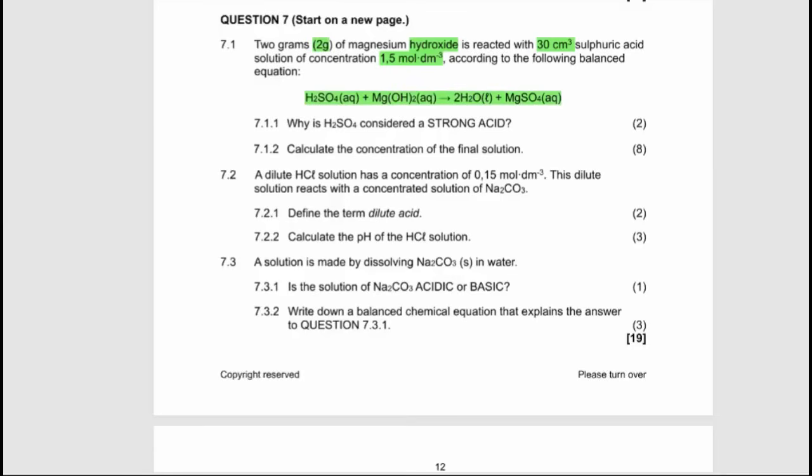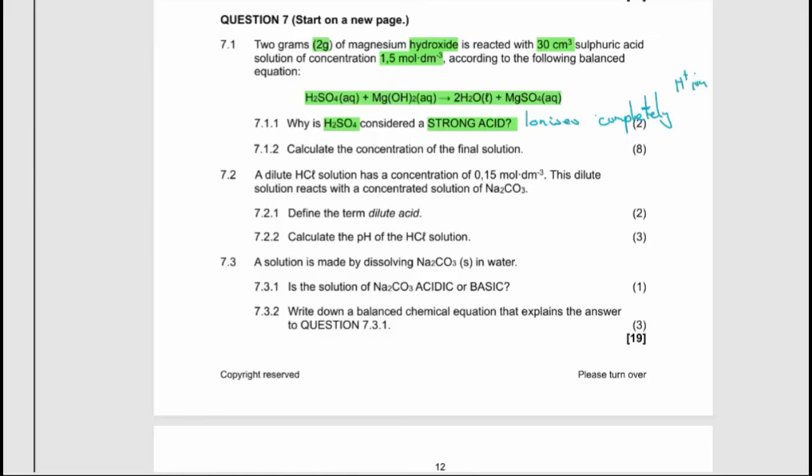Okay. So they are asking why H2SO4 is considered a strong acid, right? This one is because it ionizes completely in water to produce H plus ions. Okay, so then after that, we are asked to calculate the concentration of the final solution, right?